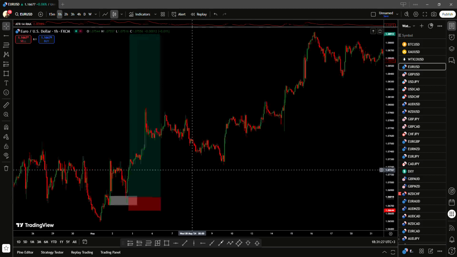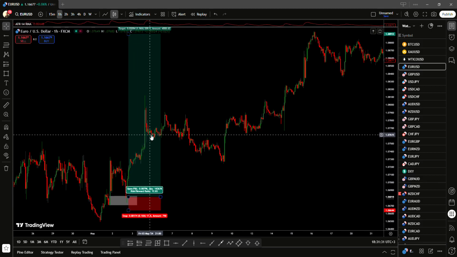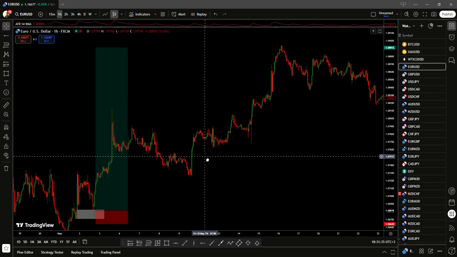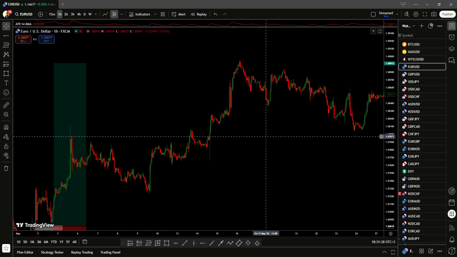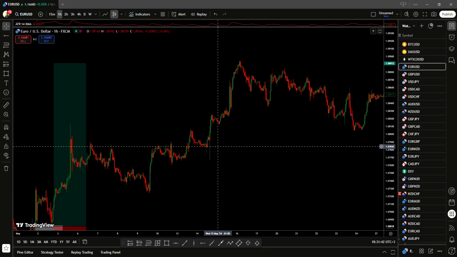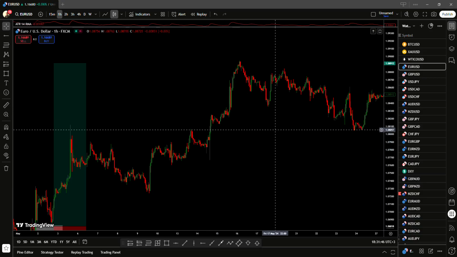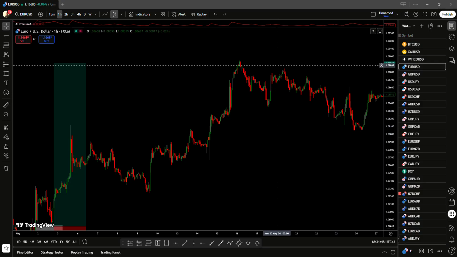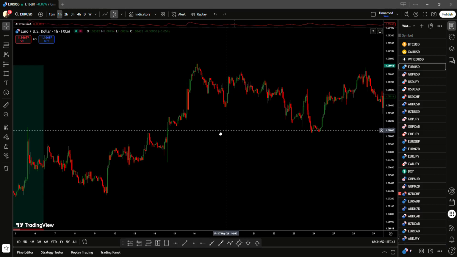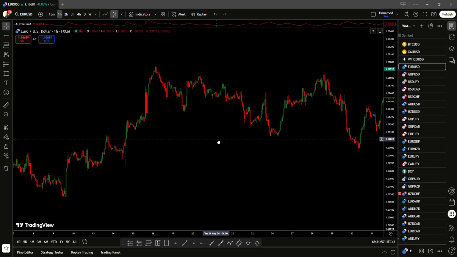So we proceed, but same setup. So we proceed and see whether we can get another one. There was a setup here, but this one was not that clear. Using it, yes, you would have gotten some good move. It even hit a 1:2, but it was not clear. It is not one of the trades that I would take. Okay, so we have another setup here.